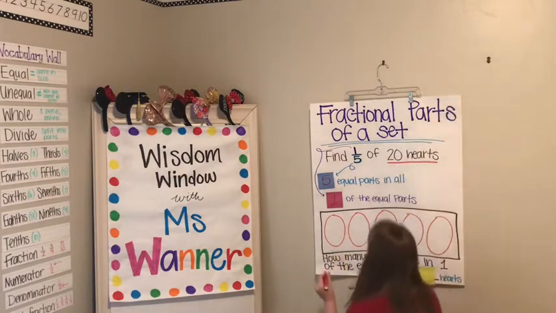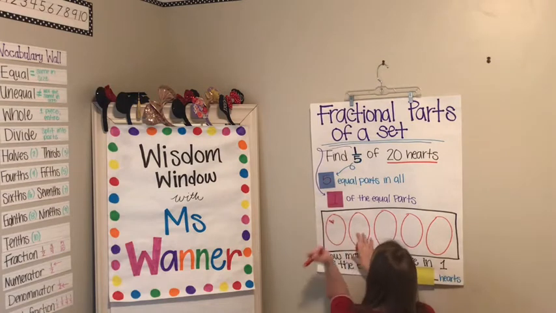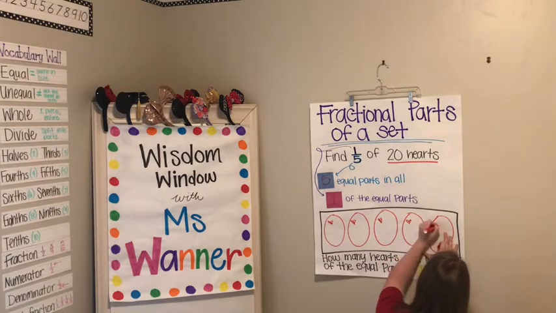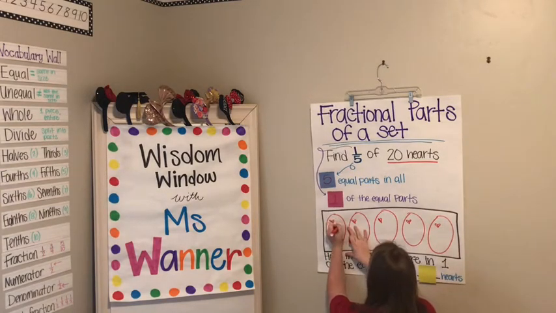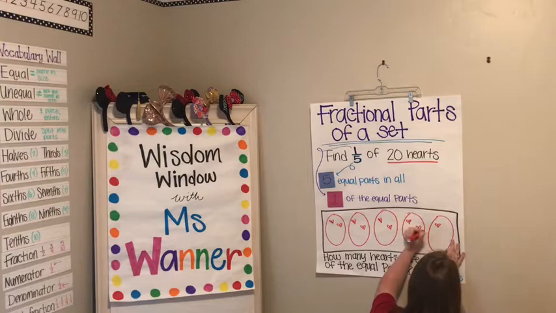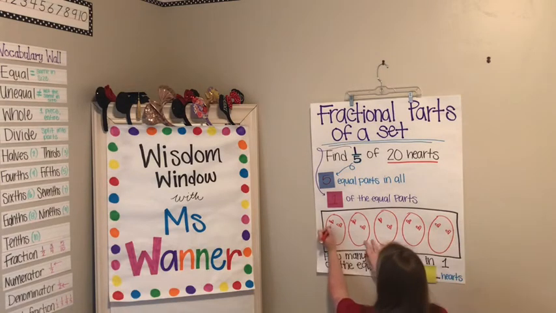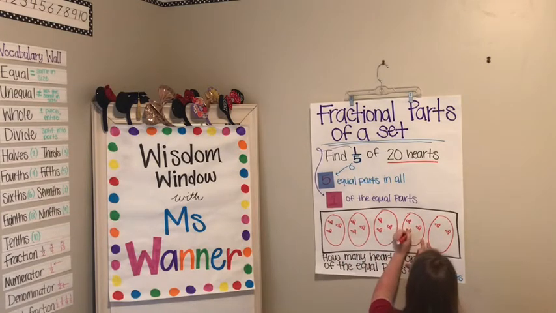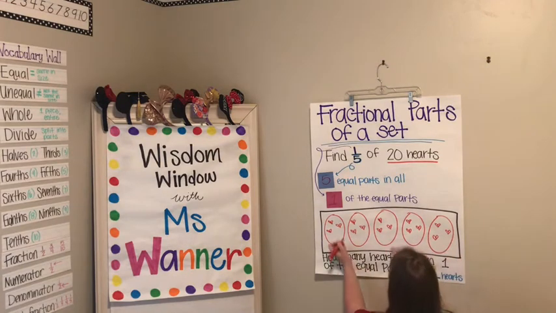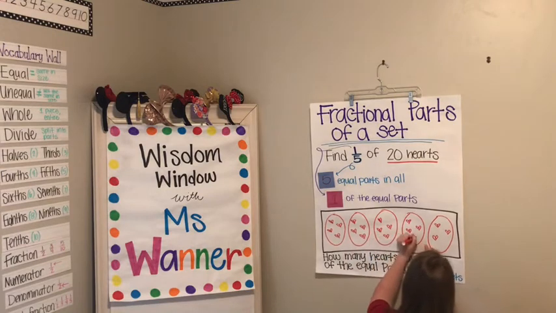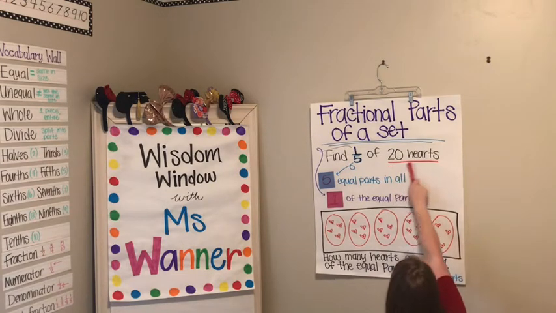Are you ready? So I have 1 heart, 2, count along with me, 3, 4, 5, 6, 7, 8, 9, 10, 11, 12, 13, 14, 15, 16, 17, 18, 19, and 20. All right, so now we have marked all 20 hearts.